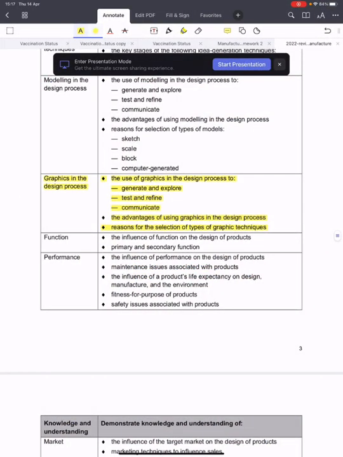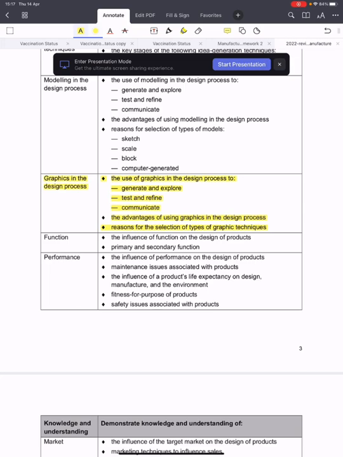In this video, what I want to do is discuss how you would go about answering a question on graphics in your exam. On the screen you can see highlighted in yellow the content, or what you need to know about the use of graphics in a design process.